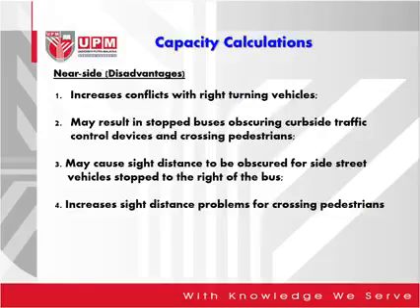The third point is it may cause sight distance to be obscured for side street vehicles stopped to the right of the bus. If we allow on-street parking, this will also give some problem to the vehicles parked at the roadside. And the last point is it increases the sight distance problem for the crossing pedestrian. This is what we also mentioned in the second point.